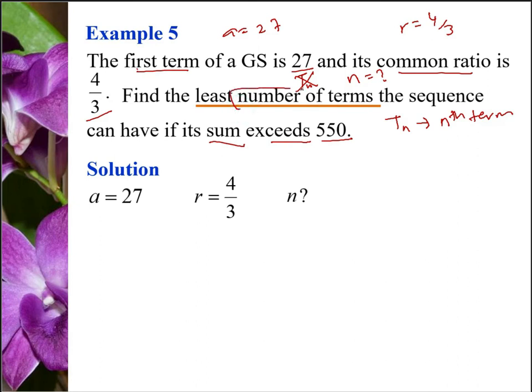If they say number of terms, they are referring to the value of n. What does it mean by sum exceeds 550? This means sum is the capital S with subscript n, since we don't know the number of this last term that exceeds 550. Exceed here means the inequality sign of greater than, and then you write 550.